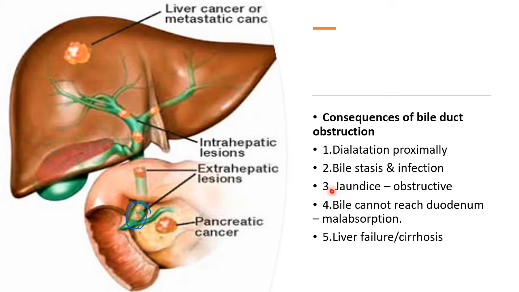There's also jaundice of the obstructive type due to the high level of bile that is accumulated in the liver, and it refluxes into the circulation. The bile destined for digestion in the duodenum cannot reach the duodenum. Therefore, there is some degree of malabsorption, and long-standing obstruction can lead to liver failure and cirrhosis.